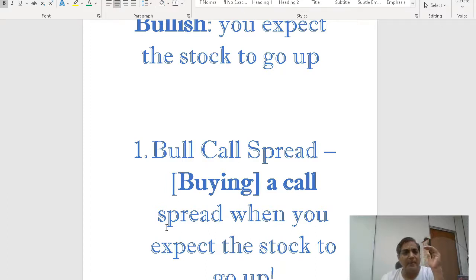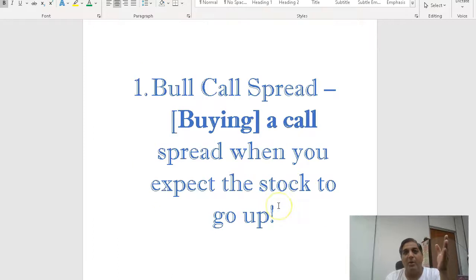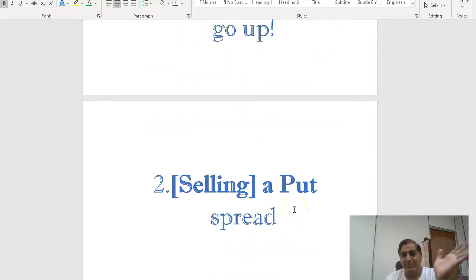So the thing here is when you are bullish, you can either buy a call spread or you can sell a put spread. Both are the same, because when you sell a put, you hope the price goes up, and the buyer of the put to whom you sold expects the price to go down, right? So when you're bullish, you can either buy a call spread or sell a put spread. Okay, so that's clear. These are the two terminologies associated with a bullish expectation of the stock price.